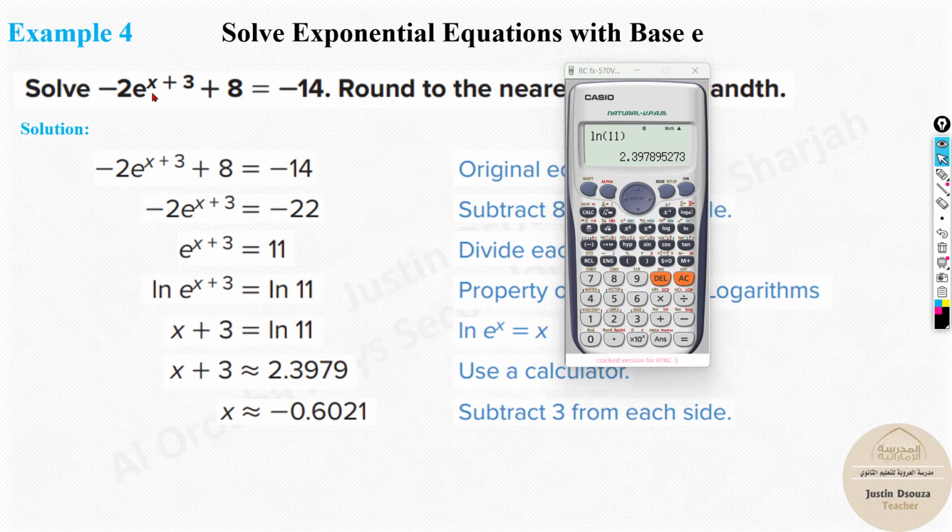Very simple, very straightforward. Also you can try directly putting this in the calculator as an equation. So you can try this. Minus 2, e is shift and ln, X is alpha x plus 3, add it with 8 equals minus 14. Shift and solve. The answer will be negative 0.621. So this is the direct answer of x.